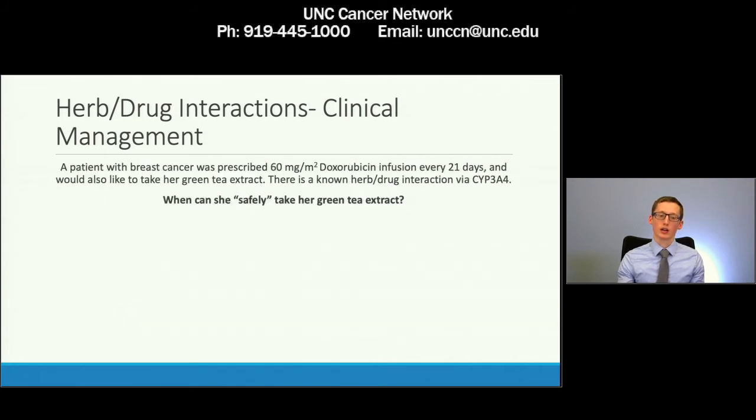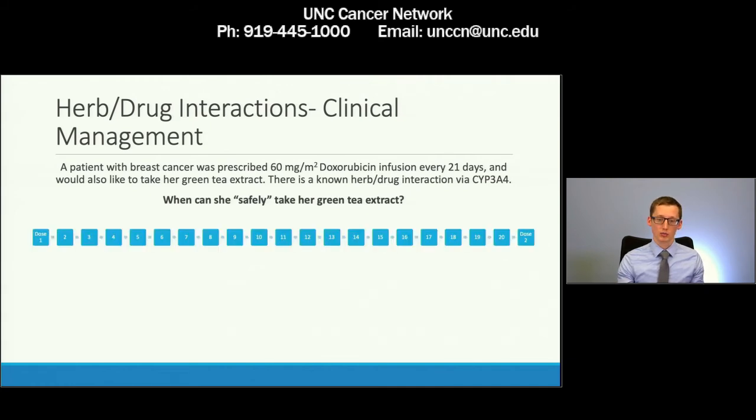So let's look at a clinical example. A patient with breast cancer is prescribed doxorubicin infusion every 21 days, and they would also like to take their green tea extract. There is a known herb-drug interaction between green tea and doxorubicin via the CYP3A4 pathway. So when can she technically safely take her green tea extract?